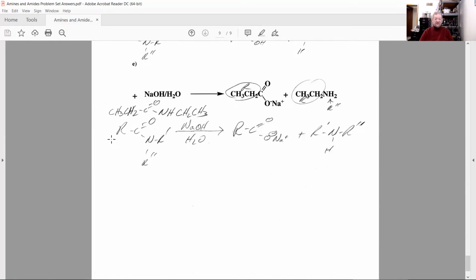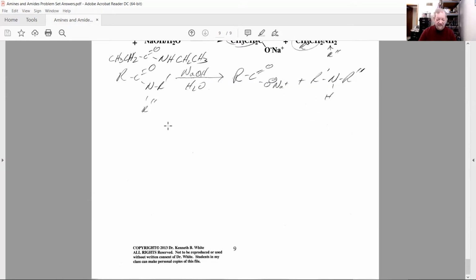And you can have the same thing with base and water. What do you react with base and water to make a carboxylate anion and an amine? And the answer is an amide. And what's our ethyl? It's on the carbonyl. And in the amine, the alkyl group is our R prime, and one of the hydrogens will be our R double prime, and that's what you get.